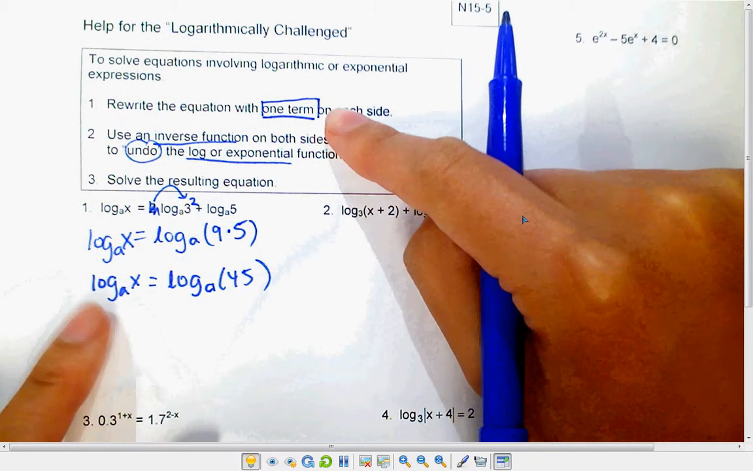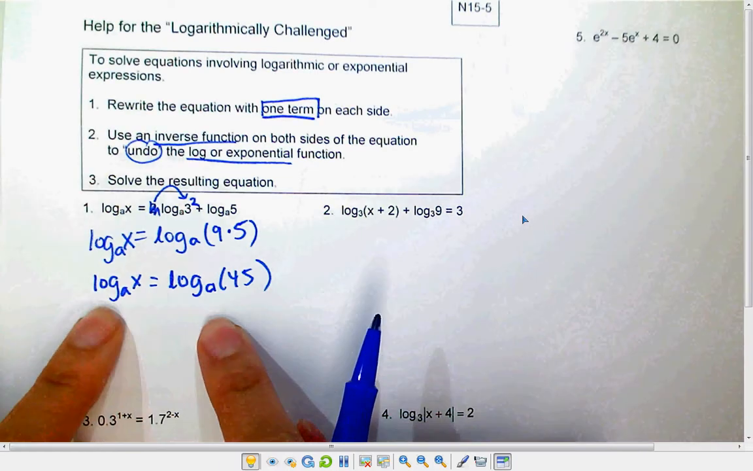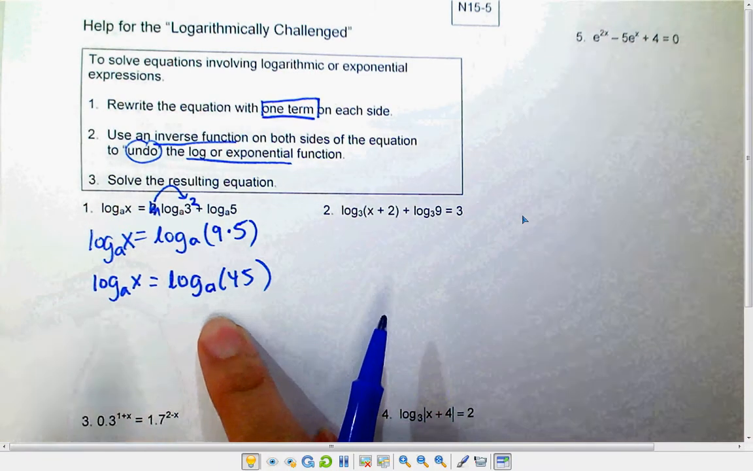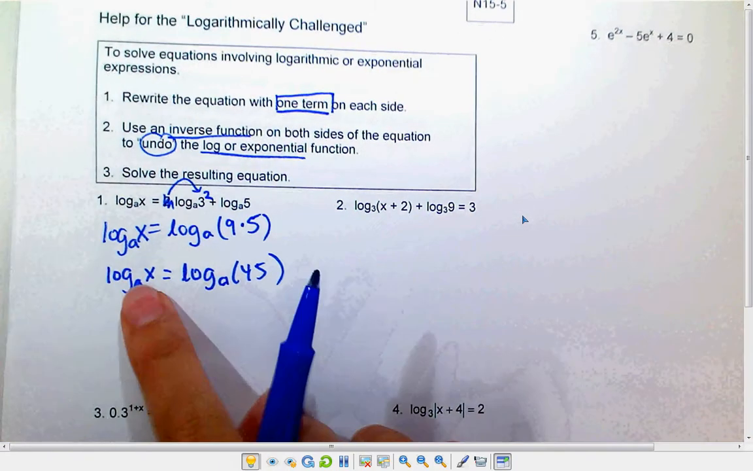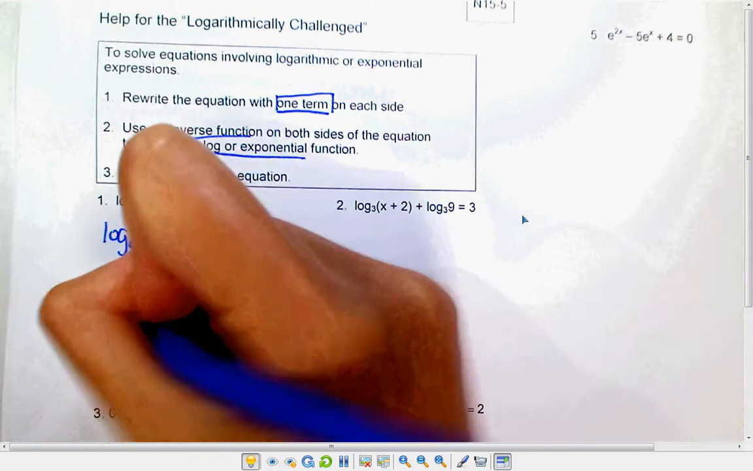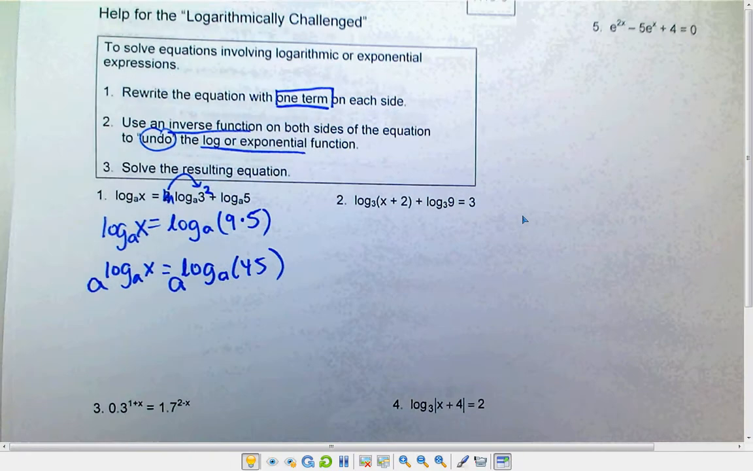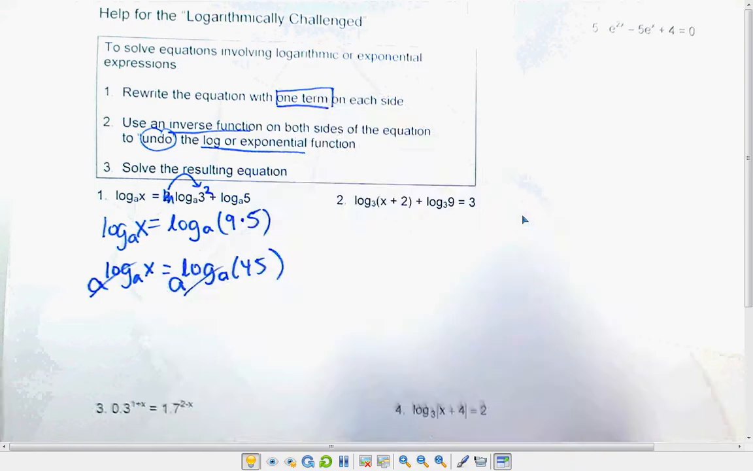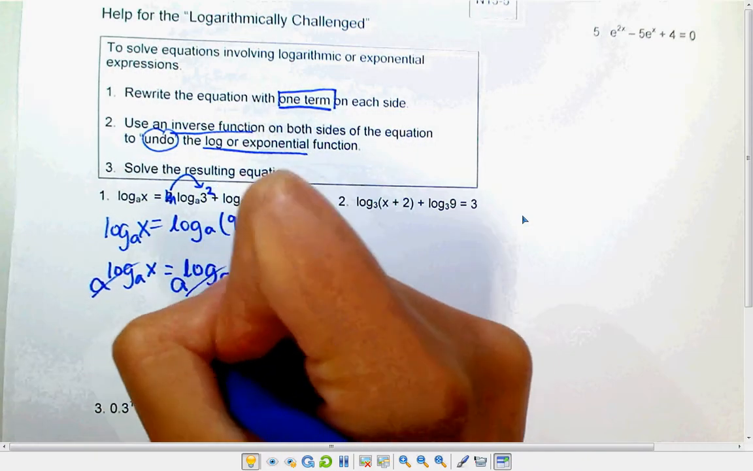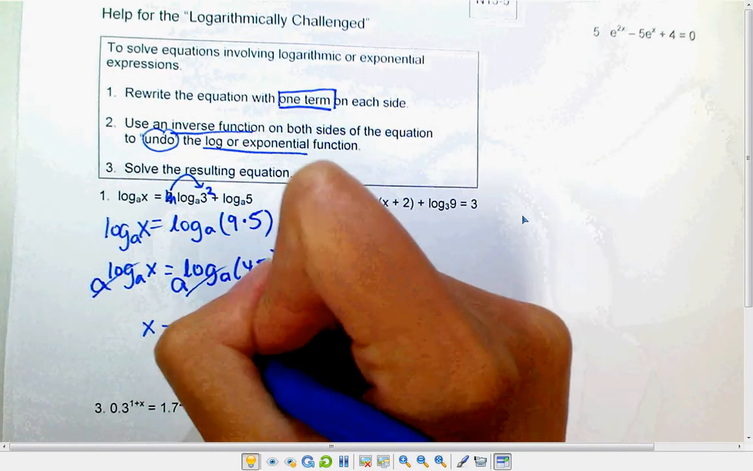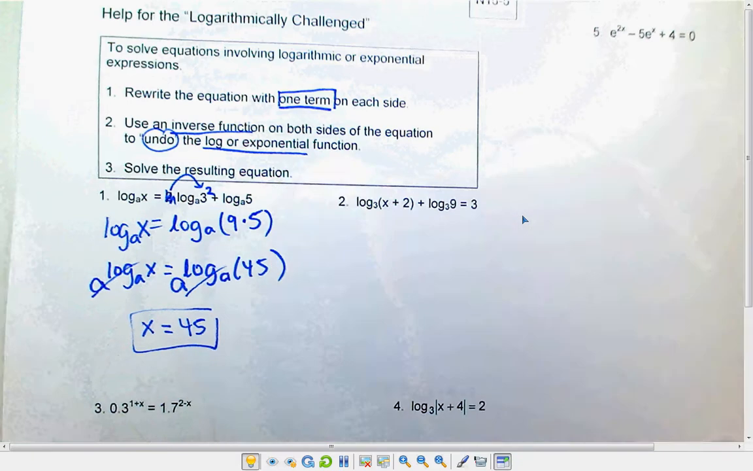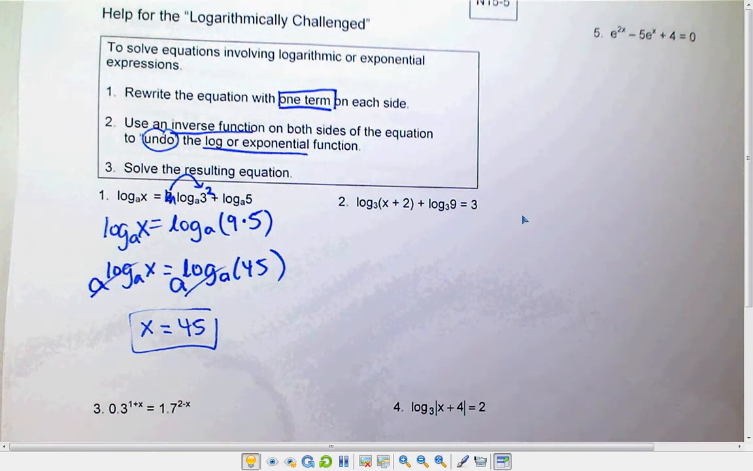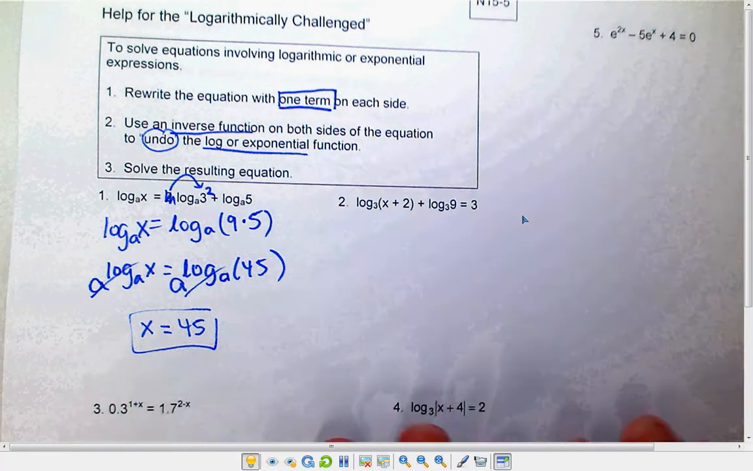Now I'm going to undo either my log or exponent. So to get rid of this log base a, I'm going to raise everything to the power of the base, which is a. So a to the power of, a to the power of on both sides. These cancel out, and this just leaves me with x equals 45. So that's it for number one. Okay, let's take a look at number two.